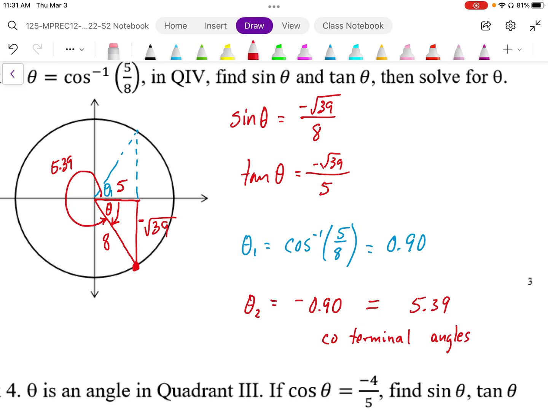So the correct answer, although our calculator gave us 0.9, the correct answer for this, the position angle, is either negative 0.9 or positive 5.39 radians.